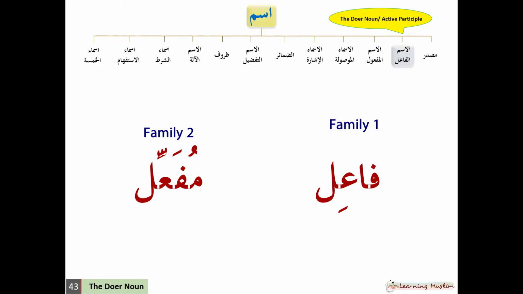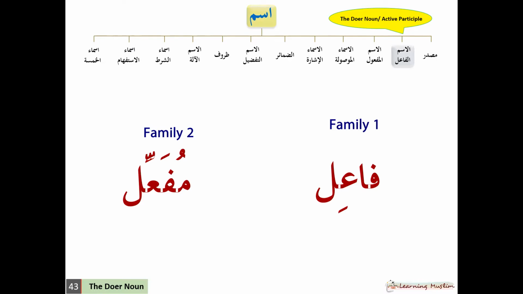The next one is on page 43, and here we're looking at the ismul fa'il, the doer noun or active participle. So the doer noun on family 1 would be fa'il, and on family 2 it would be mufa'ilun. So that is the doer noun. It gives the meaning of someone who is doing the act of the verb.